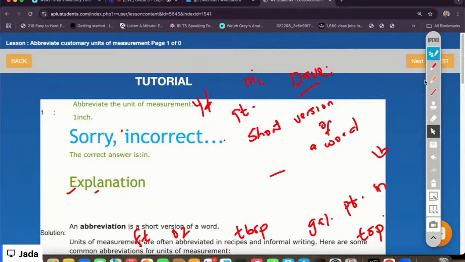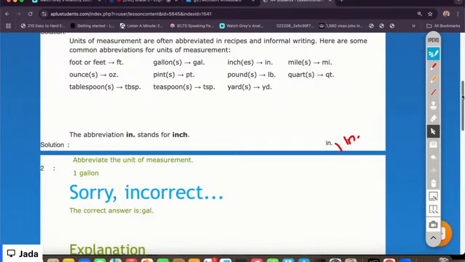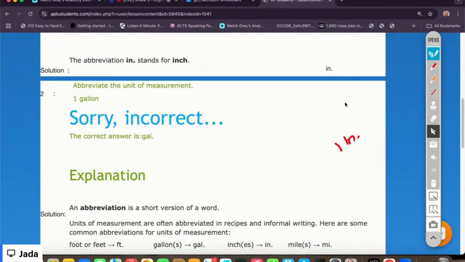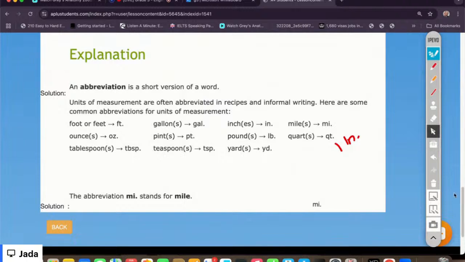Okay, so we have some examples. Abbreviate the unit of measurement 1 inch. So we know that the inch is IN, so it's going to be one, then the dot, then IN stands for inch. Then 1 gallon, if you're abbreviating, it's going to be gal. Then mile is MI.